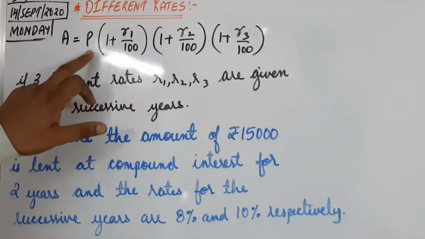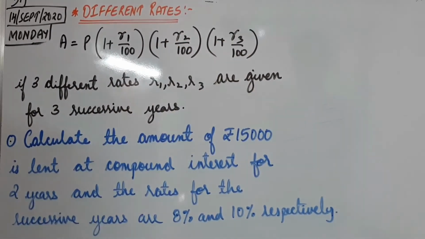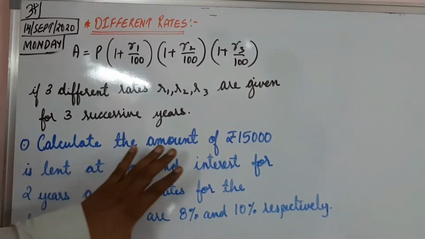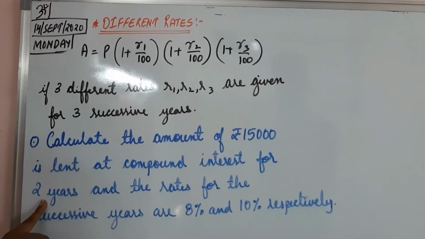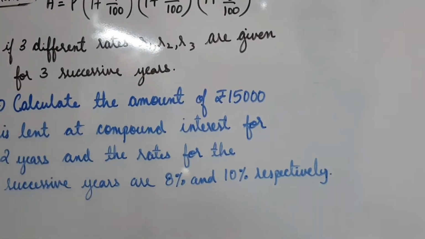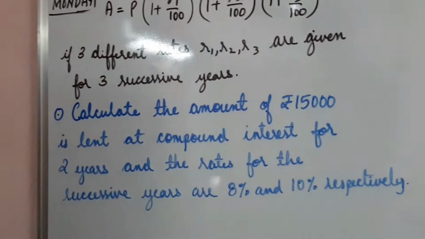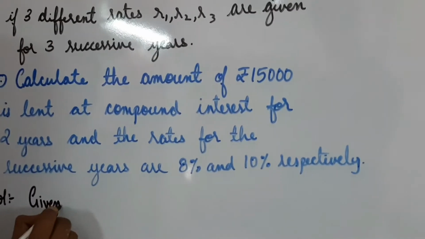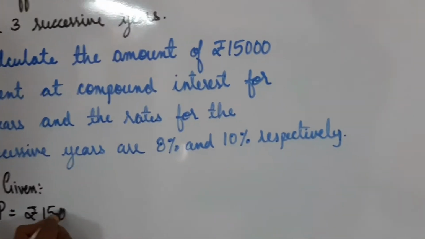A is equal to P of 1 plus R1 by 100 of 1 plus R2 by 100 of 1 plus R3 by 100. Now the question given to you: calculate the amount if rupees 15,000 is lent at compound interest for 2 years, and the rates for the successive years are 8% and 10% respectively. As I told you, write down the given. So principal P is equal to rupees 15,000.